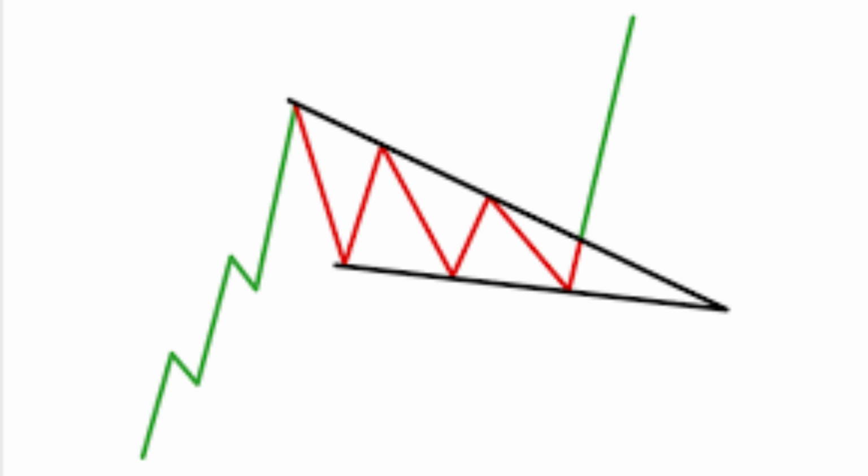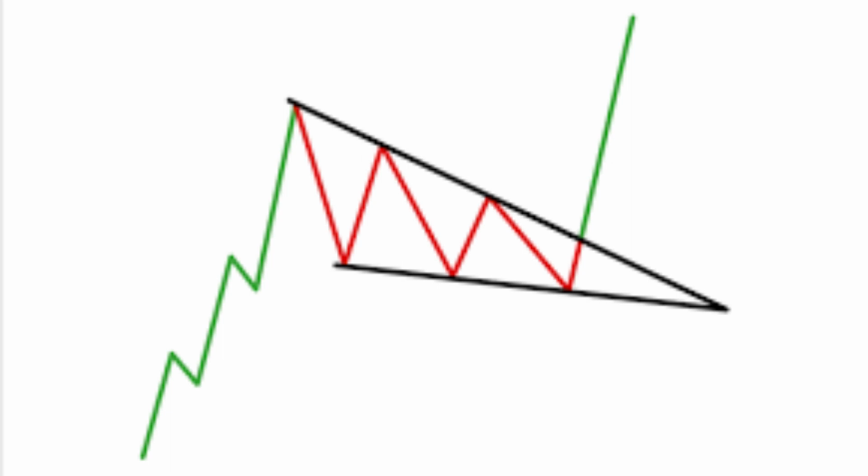Identify the pattern: look for the formation of a falling wedge pattern on the price chart. Make sure the upper trend line is sloping downward at a steeper angle than the lower trend line. Confirm the pattern: validate the pattern by observing decreasing volume as the price consolidates within the wedge. This indicates decreased selling pressure and potential buying interest.